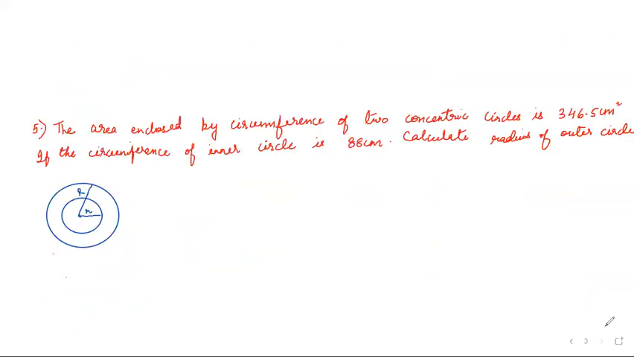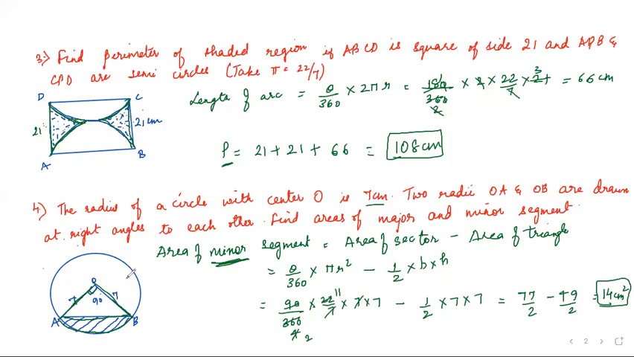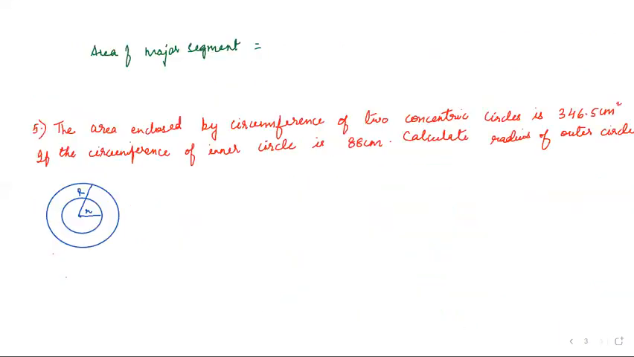Now coming to the major segment, area of major segment. So how do I find the major segment? Major segment is the region apart from the minor segment. So from the complete circle, if I just remove this minor segment, I will get the major segment area. So major segment is basically area of circle minus area of minor segment.